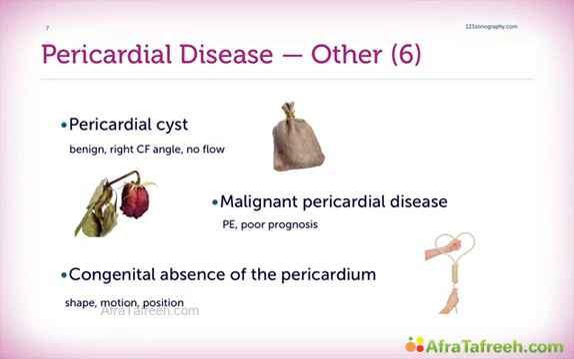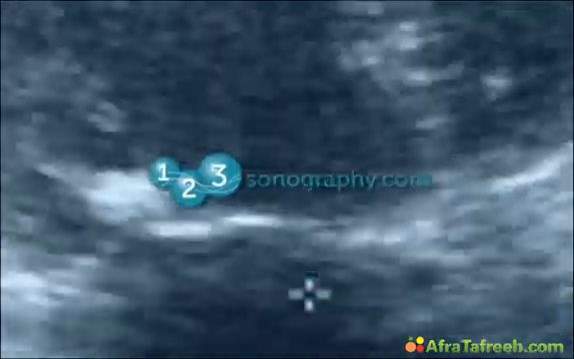And congenital absence of the pericardium is a disease which is usually asymptomatic. Sometimes, however, strangulation occurs. It is characterized with echo by an abnormal shape of the heart, an abnormal motion of the heart, but also of the interventricular septum, and by its malposition.